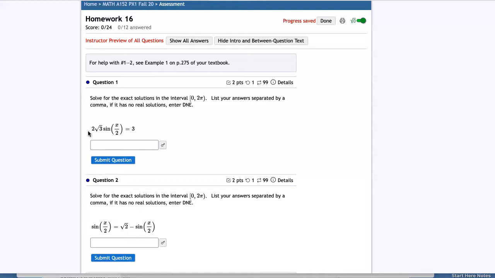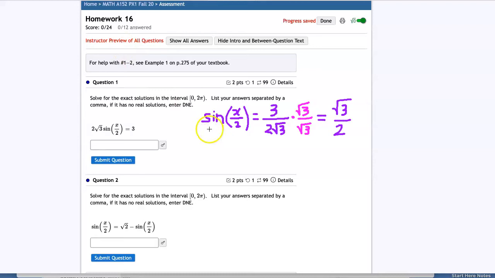So the first thing we want to do is get the trig function by itself. That would mean dividing both sides by 2 root 3. And here would be the result. So next, of course, we need to rationalize the denominator. So now we have a sine value equal to the square root of 3 over 2.